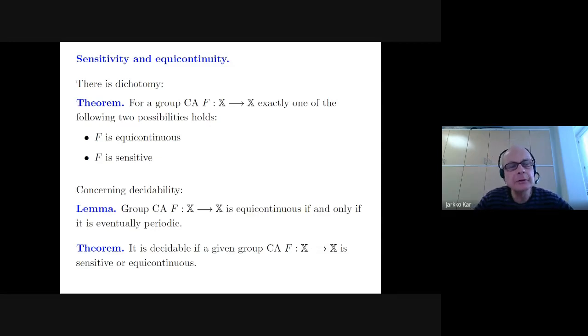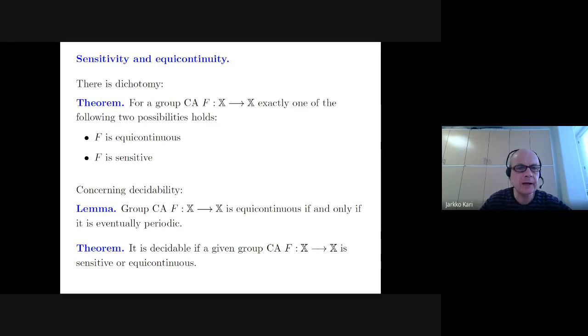And equicontinuity is kind of the opposite end of the spectrum. So in an equicontinuous CA, no matter how large your observation window is, modifying your configuration far enough will not propagate into your observation window. And these are the only two possibilities that you have for a group cellular automaton. It is either sensitive or it is equicontinuous.